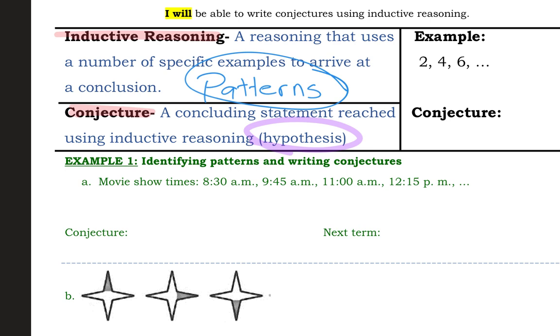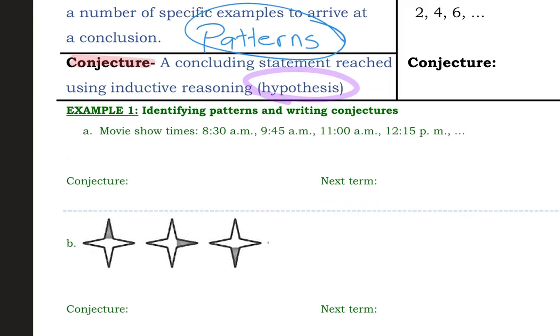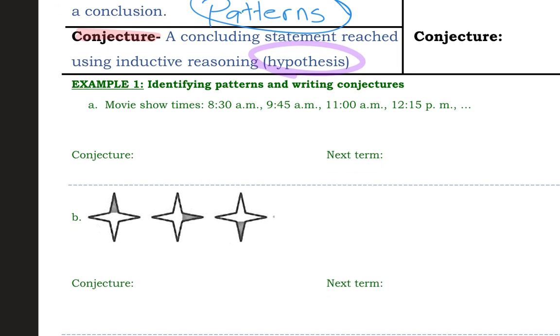All right, so what we started with was looking at movie dates. And here's some show times for the movies. We have 8:30 a.m., 9:45 a.m., 11 a.m., and 12:15 a.m. How are the times changing? Where are they going by? An hour and 15 minutes. So all we're doing is we're changing the time by an hour and 15. Okay, so that's what you're going to tell me. You're going to tell me, how is it changing? What are we doing?